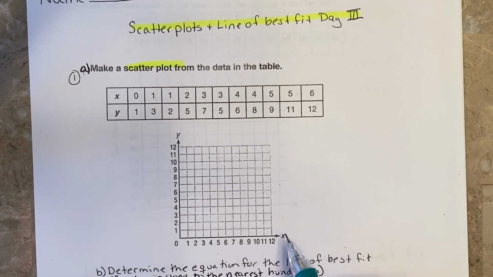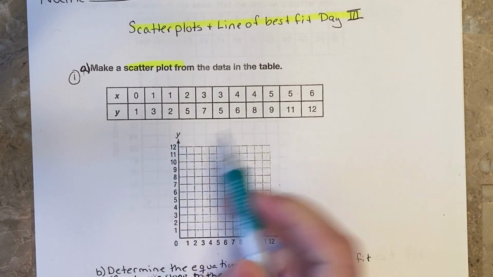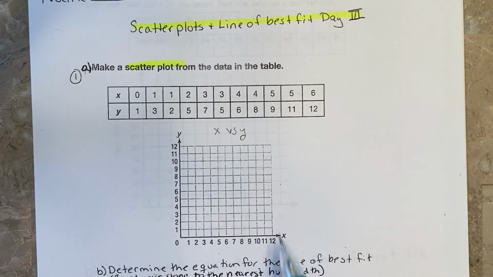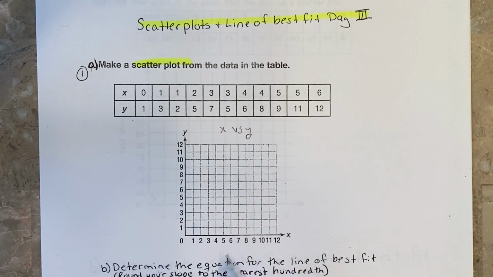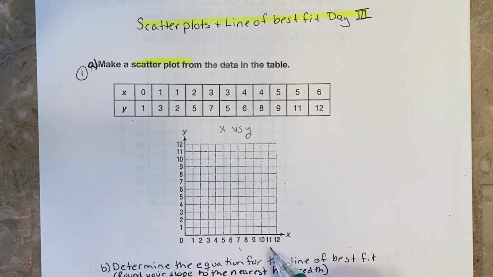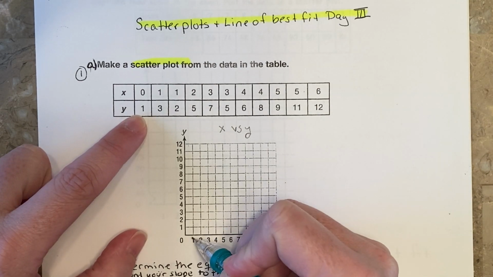So we want to just label. We have X and Y. Don't forget your title. Simply just going to be X versus Y because these don't really stand for anything. And I don't really need to label this X and Y here because it's actually already labeled. So I want to go through all your points.